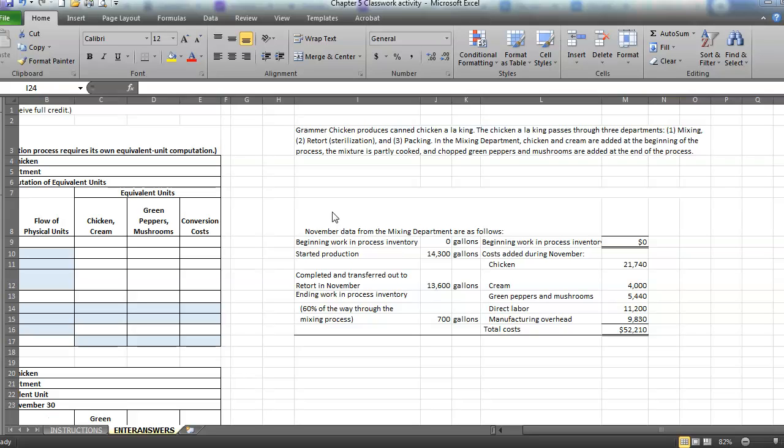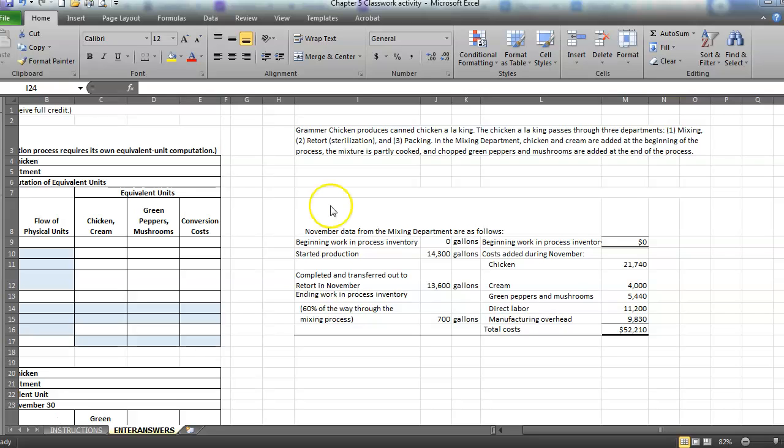So what I want to do in this particular tutorial is to show you, based on some data that you're given, how to use that data and how to format it in such a way that you can compute the units that you need to account for, and also use that information to compute the cost per equivalent unit based on materials and based on process.